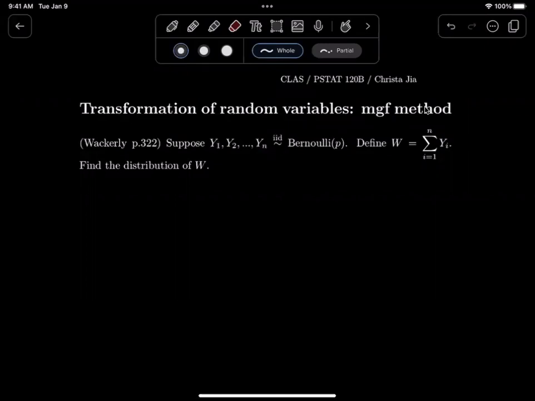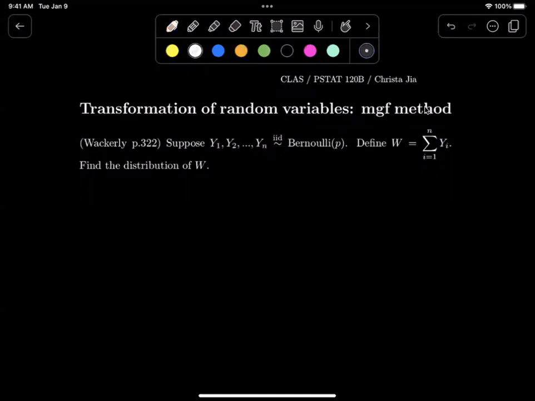I'm Krista, and in this video, I'm going to talk about using the MGF method to find transformations of random variables. And before we dive into that, I want to say a few things about why the MGF method is useful.